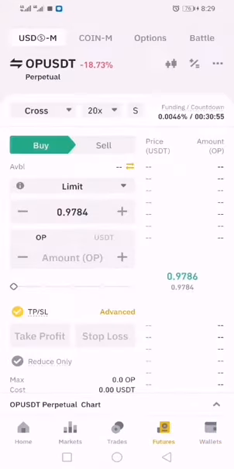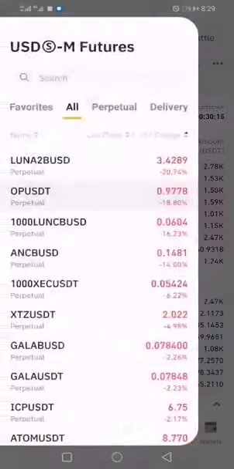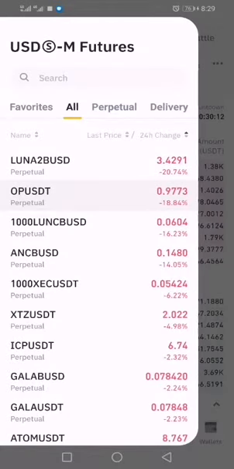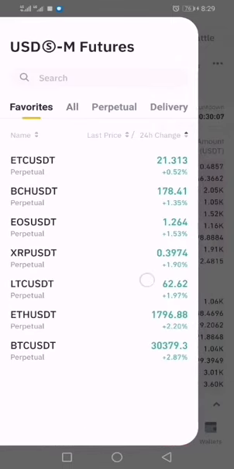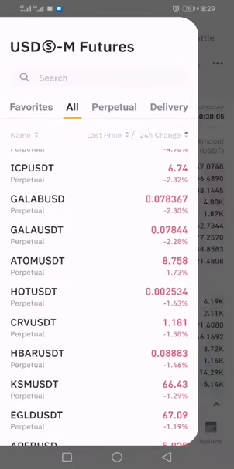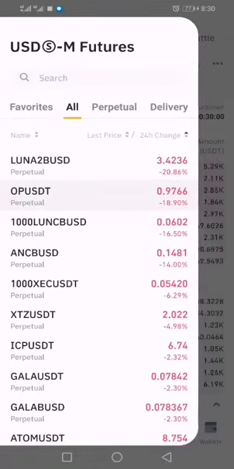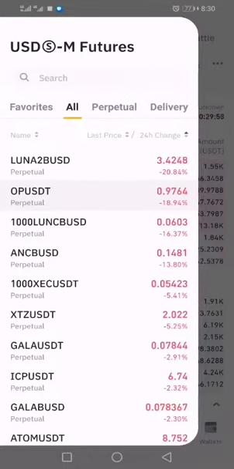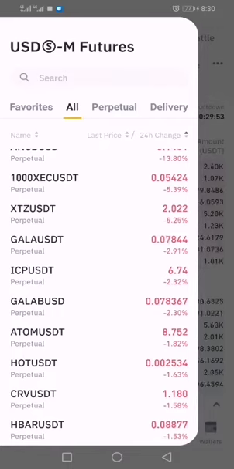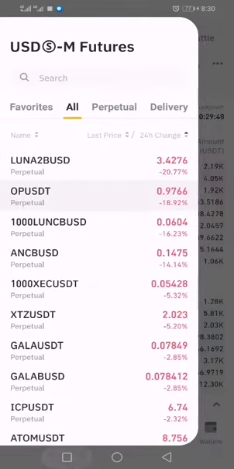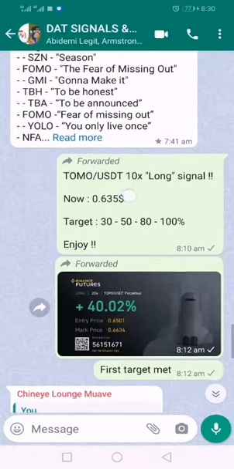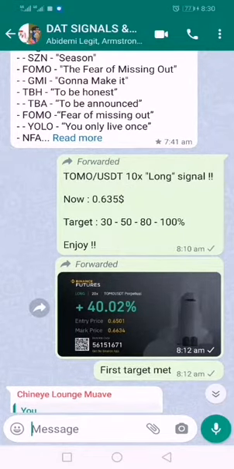So when you come to futures, you come here to look for what you want to trade. So there are a lot of pairs there. Now let's look at it from this angle. You must get information from a reliable source or from those who understand technical analysis. So they must have given you their prediction. So let's say I want to work on a prediction now. Okay, this is Tomo. Now let's work on Tomo.